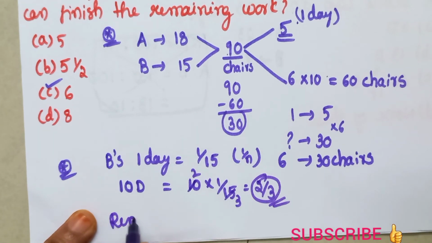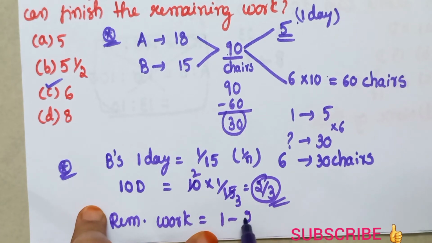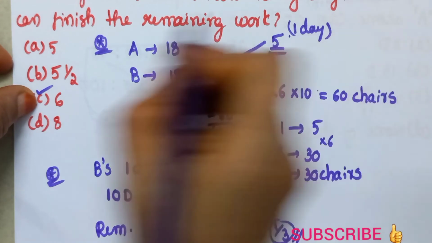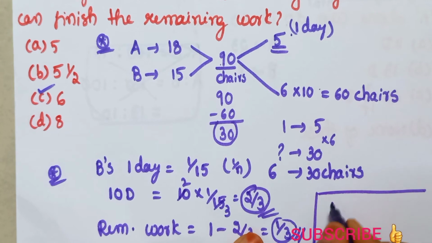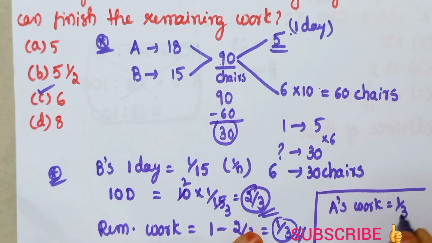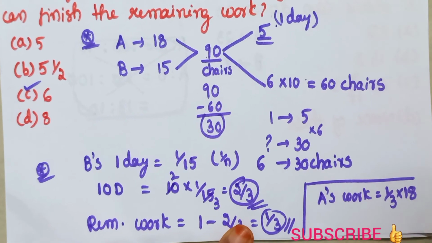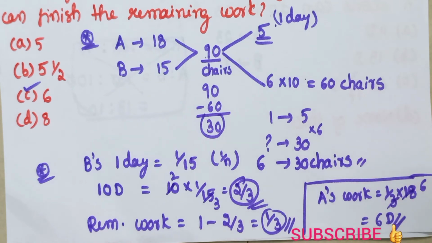Then the remaining work: if we consider the total work as 1, then the remaining work would be 1 minus 2 by 3. So this would be 1 by 3. This much of work is done by A alone. But what they have asked in the question is, in how many days A alone can finish the work. So we have to multiply this 1 by 3, that is A's alone work. A's work is equal to 1 by 3 into 18, because A is taking 18 days. So if we cancel this, we will get 6 days. This is another way of doing this problem. So whichever is simple to you, you can follow that.